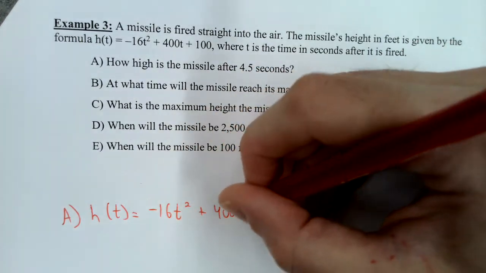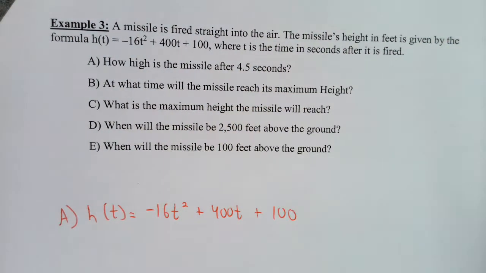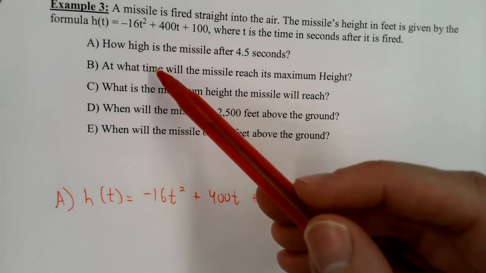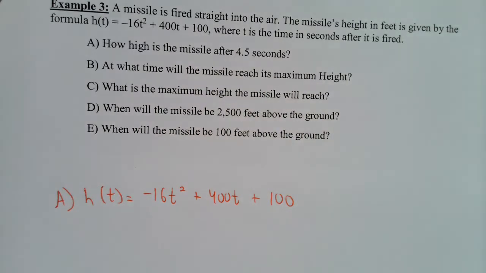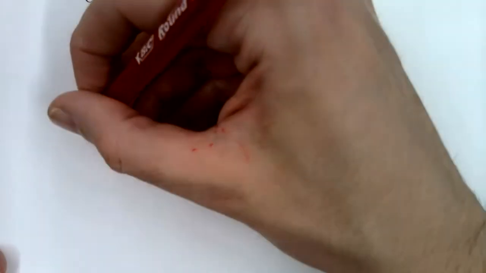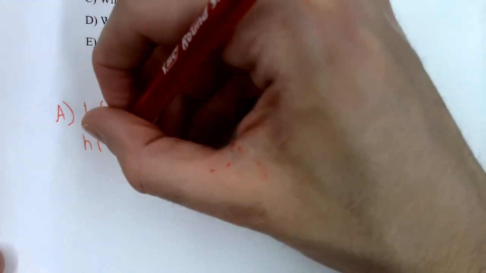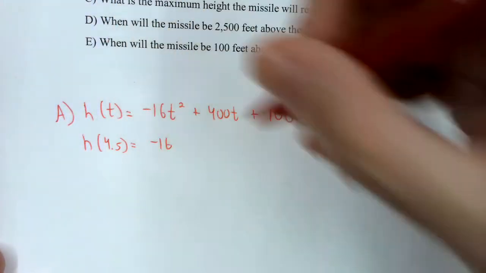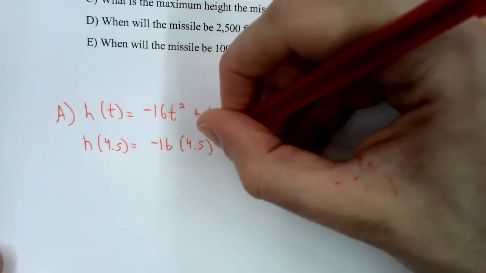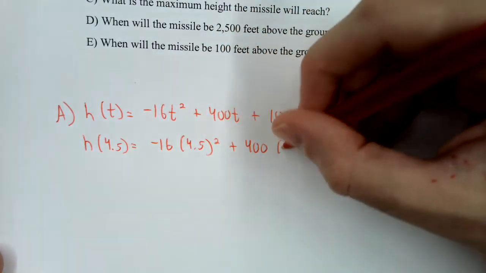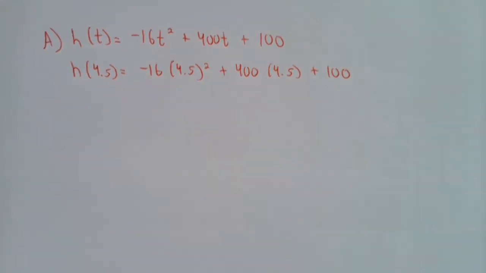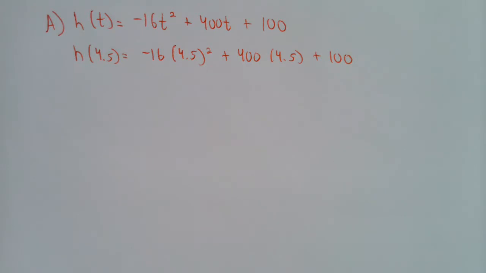This is the formula we're given above. T is the time in seconds. So how high is the missile in the air after 5.5 seconds? Replace the T with 4.5. So we are evaluating h of 4.5. So negative 16 times 4.5 squared plus 400 times 4.5 plus 100. Okay, this is part A.